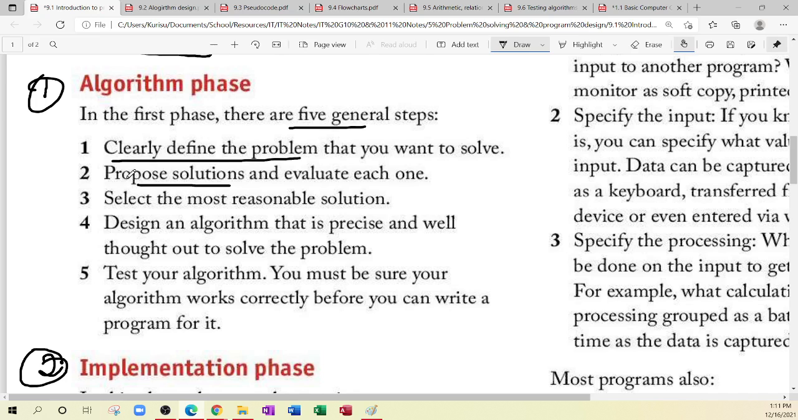So after you propose the solutions, like what we just did there, you need to evaluate each one of the solutions. What is the advantage? What's the disadvantage? So for example, making your own food.